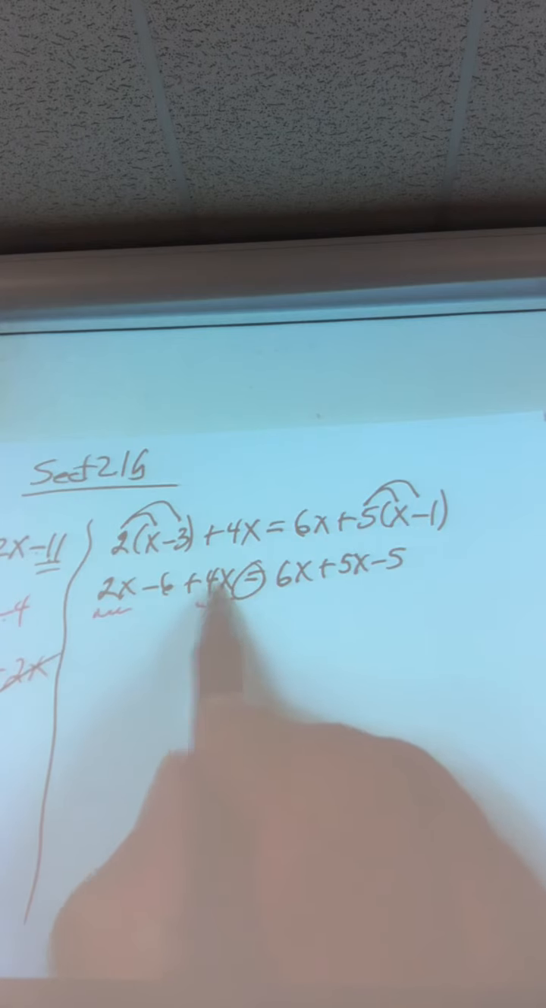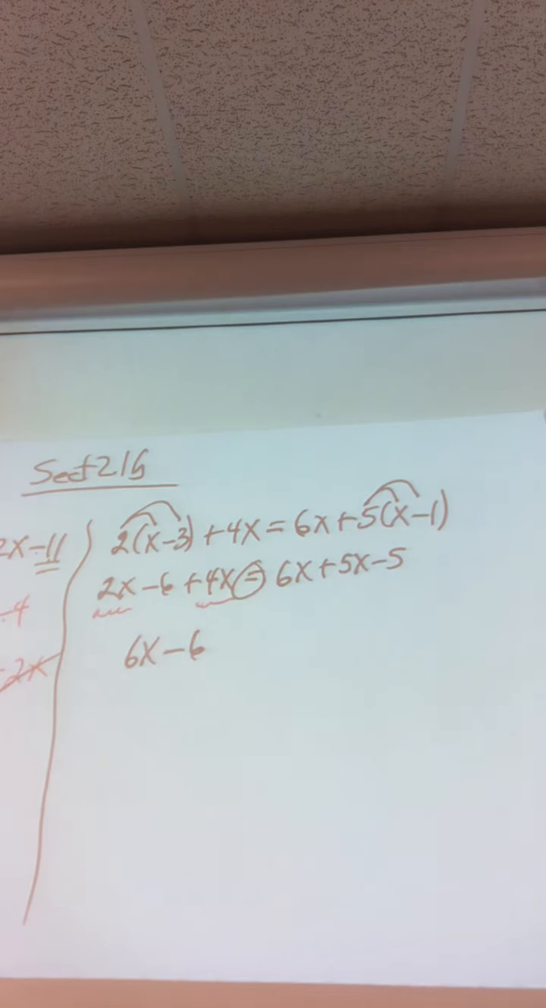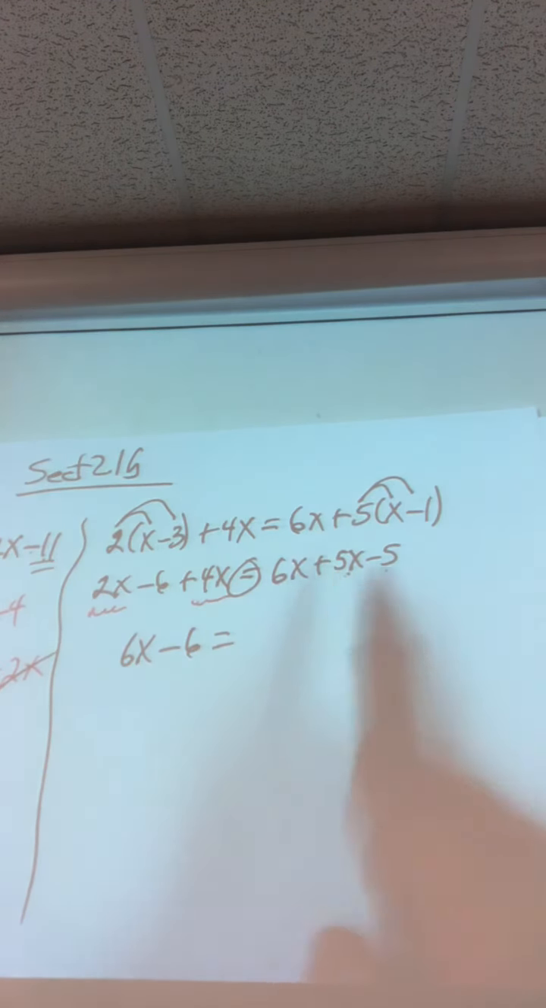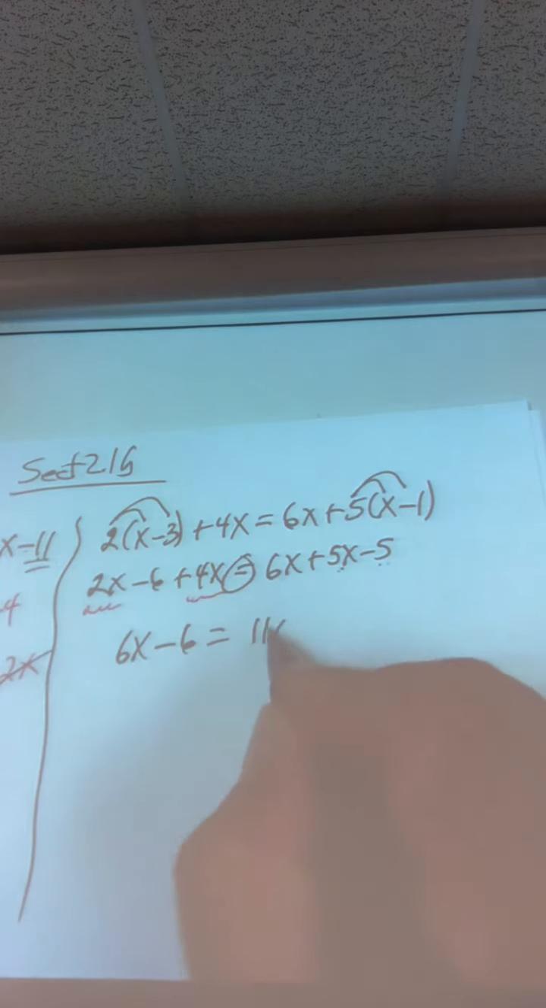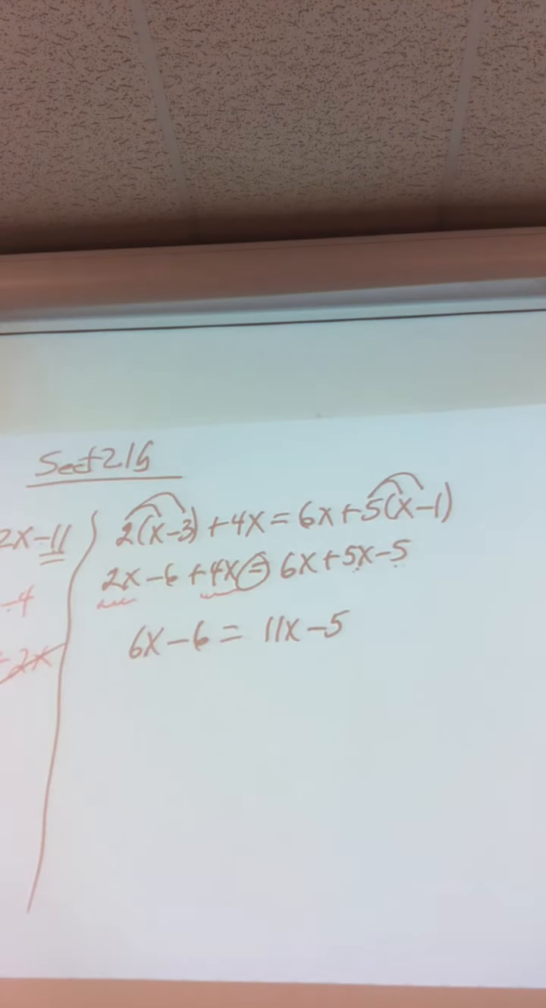2x plus 4x is 6x minus 6. You could write it negative 6 plus 6x if you wanted to. Equals. Now, on the right side, you can't combine these two terms, but you can combine these two. 6x plus 5x is 11x minus 5. Now, I have done everything I can on the left side, everything I can on the right side.